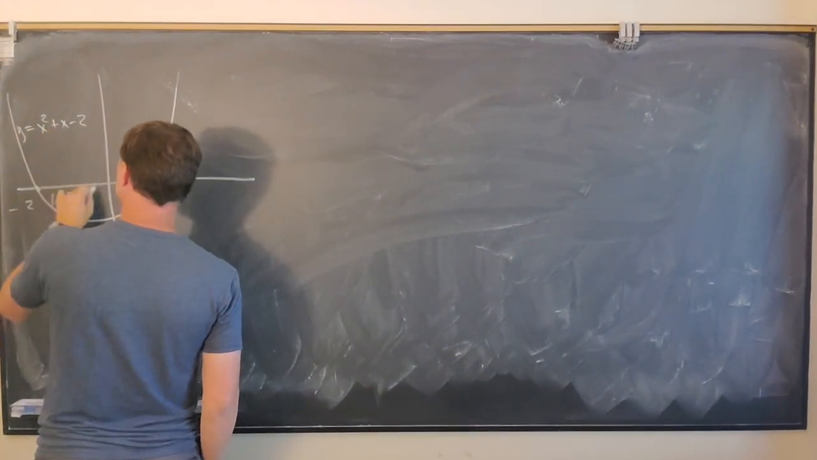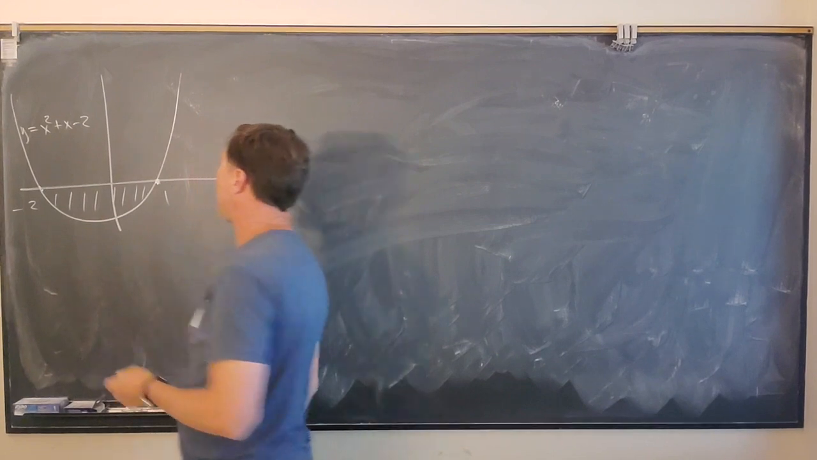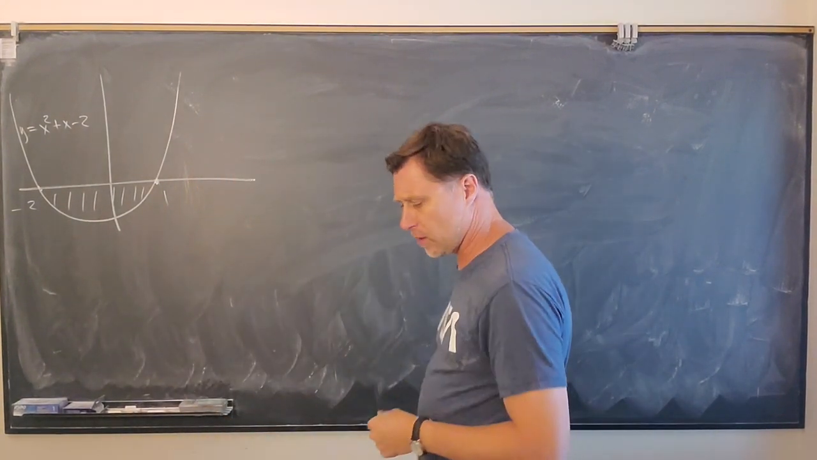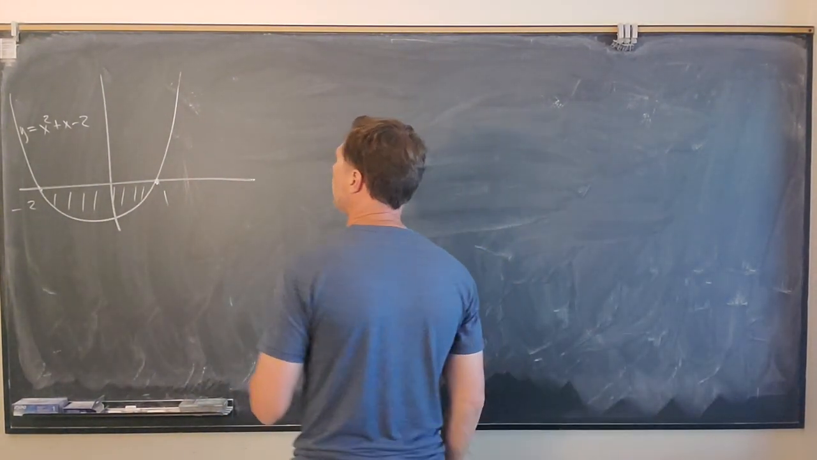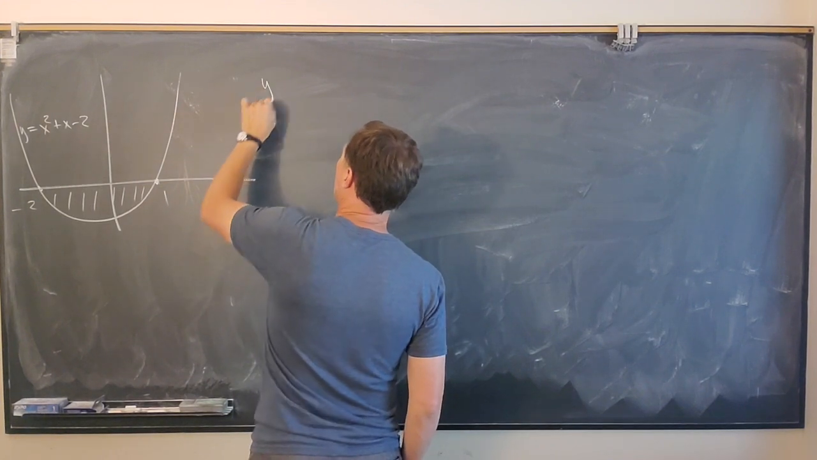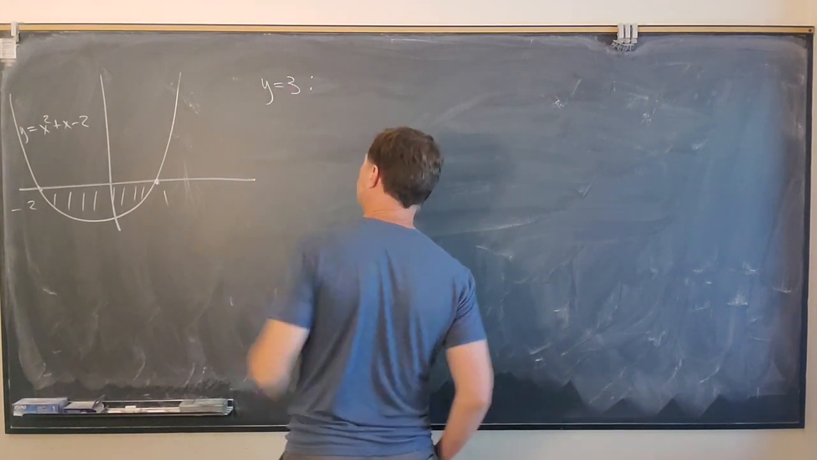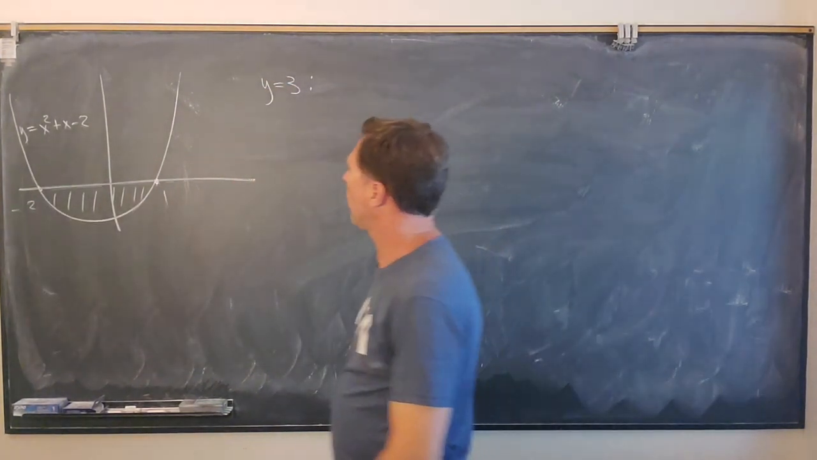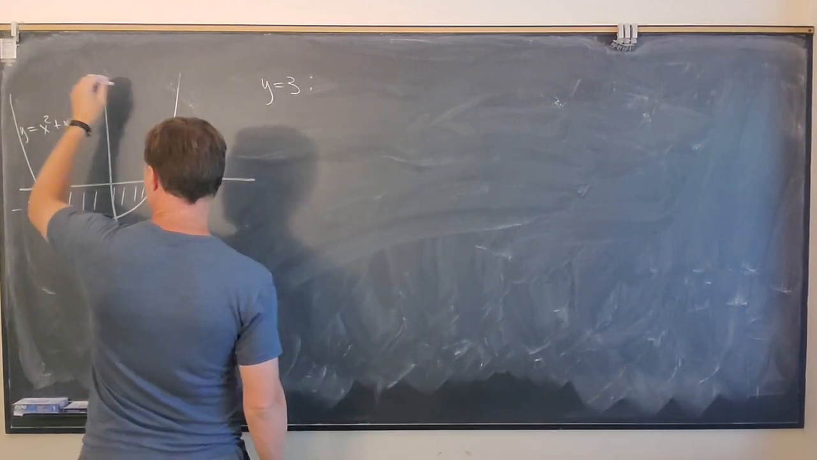Okay, so I want the region between that parabola and the x-axis, and then I want to revolve this around a couple of different lines. So let's first go about the line y equals 3. Well, okay, so the line y equals 3, that's up here.